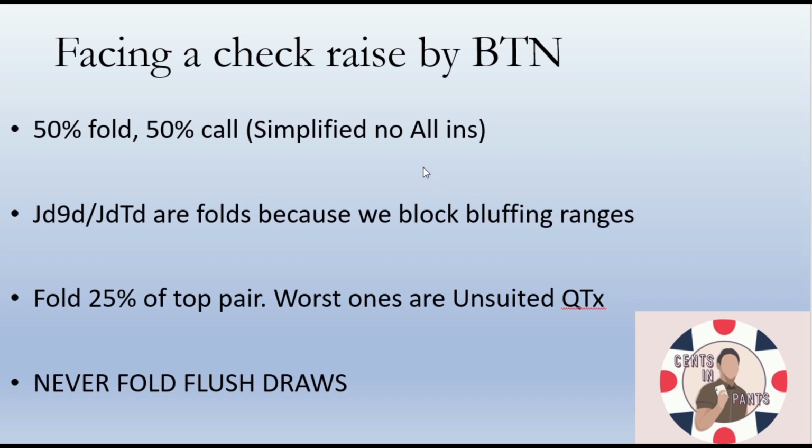So if we think about hands that we want to fold, Jack diamonds, 9 diamonds, and Jack diamond, 10 diamonds are kind of the hands that we want to fold because we are blocking bluffing ranges like 9-10 of diamonds, 9-8 diamonds, and 8-10 of diamonds. And we have only second pair, so we don't block top pair, which is kind of dicey.